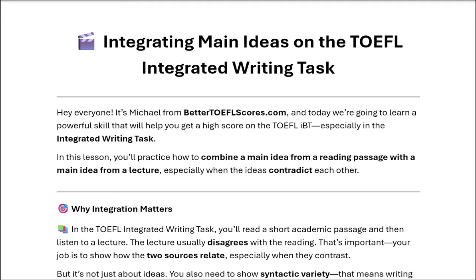Today, we're going to learn a very powerful skill that will help you get a high score in the TOEFL iBT, especially in the integrated writing task. In this lesson, you'll practice. When I say practice, remember, a lot of my philosophies are not just telling you or having you hear information, but I want you to actually do something here. So hearing is good, seeing is better, but doing is best, right? So you're actually going to practice how to combine a main idea from a reading passage with a main idea from a lecture, especially when these ideas contradict each other.